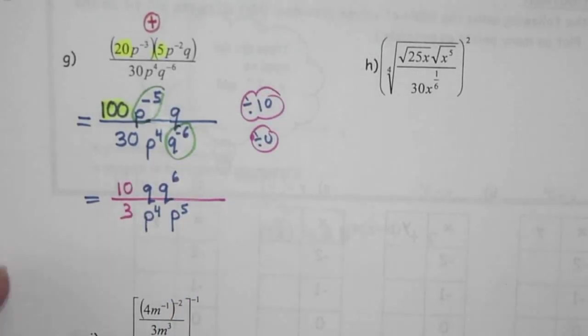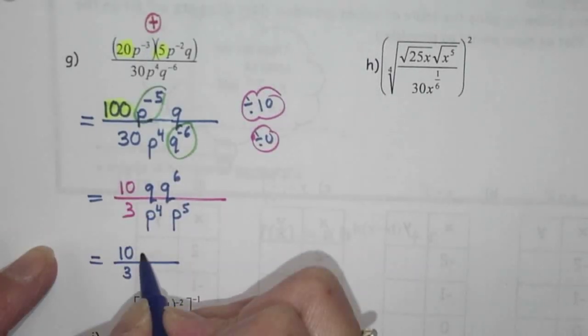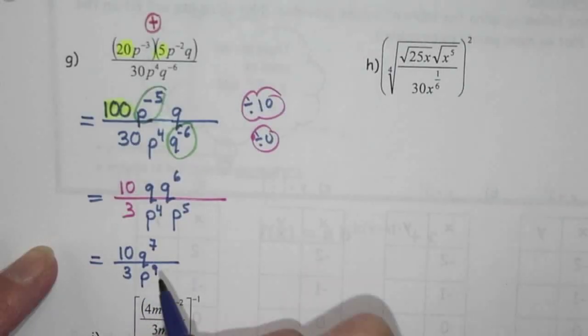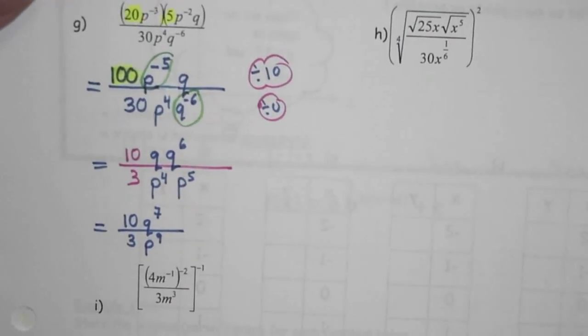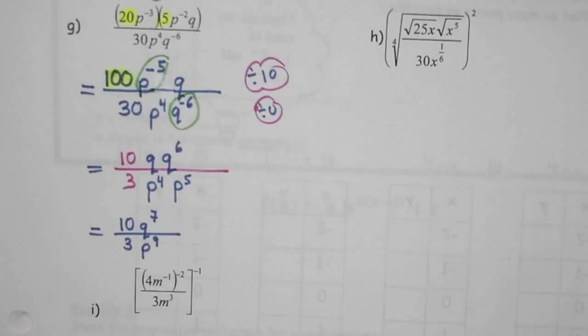See how I went back and forth in the types of questions? So we're going to go 10 over 3, Q to the 7 and P to the 9. And do I have to shift anything? No, because if they're not negative, we leave it alone. You only shift it to the reciprocal if you've got a negative exponent.